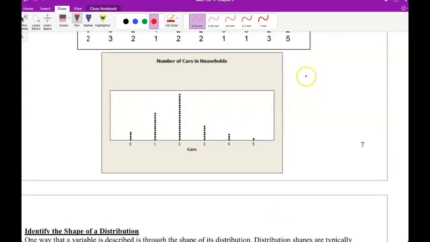Okay, I'm going to add this part: we can use dot plots for either discrete or continuous data.